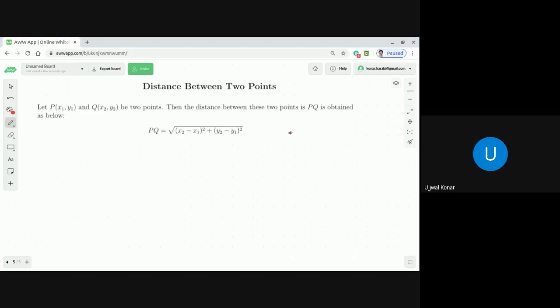That means if you have a point P here having coordinates x1 comma y1 and another point Q here having coordinates x2 comma y2, then the distance between P and Q is actually the straight line distance, and that is fixed. That straight line distance PQ is fixed, and the distance is obtained by square root of x2 minus x1 whole square plus y2 minus y1 whole square.